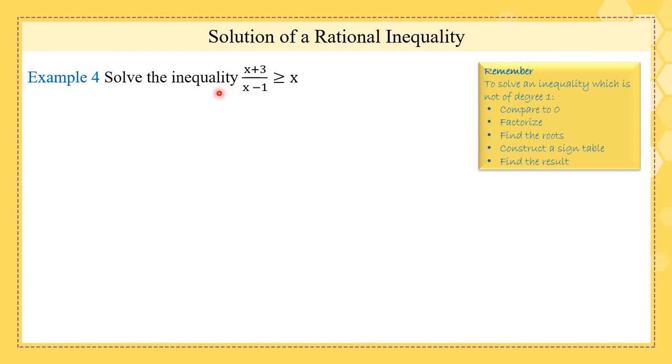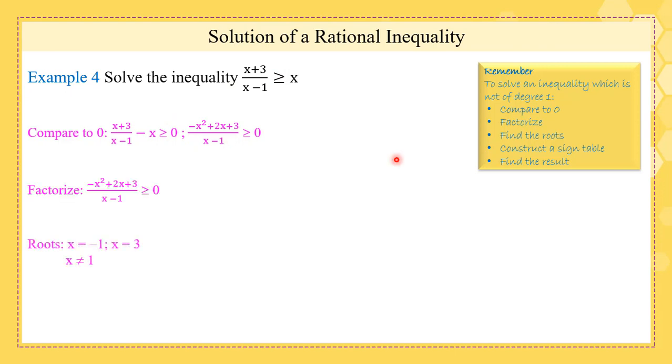Now, we want to solve this inequality. Now, this is an inequality whose degree is not 1. Remember, because x is in the denominator. So the first step is to compare to 0. This is what we mean by compare to 0. It means we have to take x from the right side to the left side of the inequality. And then we take a common denominator. We find out the roots. The roots of the numerator are negative 1 and 3. In the denominator, we have to state that x is never 1.